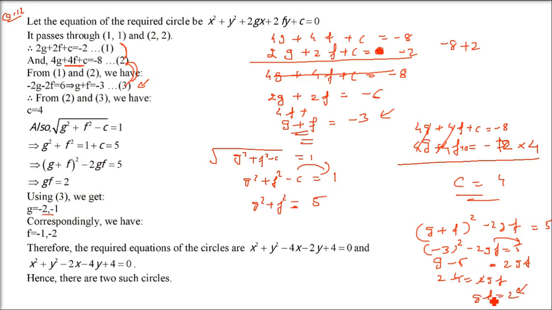G and f will come to two values. When g will come as minus 2, f will come as minus 1. G will come as minus 1, f will come as minus 2. You have to take g plus f equals minus 3 and g into f equals 2, solve it. So this minus 2, minus 1 will be one pair, and minus 1 and minus 2 will be one pair.